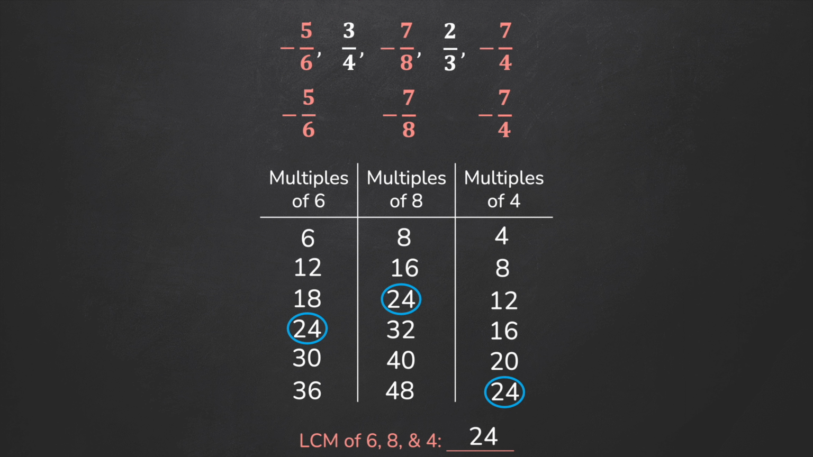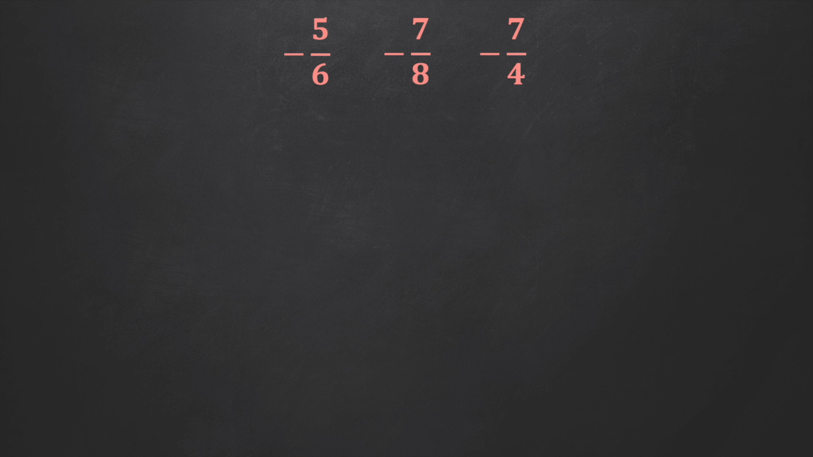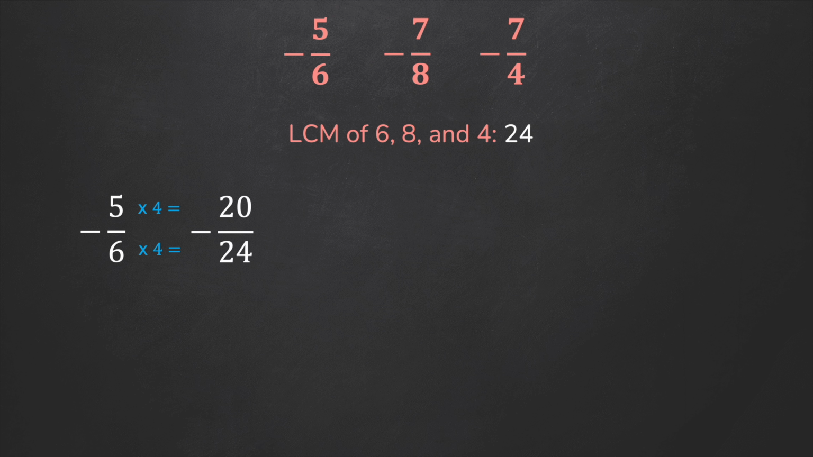Now, to easily compare these fractions, we're going to make sure they have a denominator of 24. So we're going to take our fractions here, and we're going to write equivalent fractions that have a denominator of 24. So if we take -5/6, we have to multiply our denominator by 4 to get 24. And whatever we do to the denominator, we do to the numerator. So 5 times 4 is 20, 6 times 4 is 24, and remember that our fraction is negative.